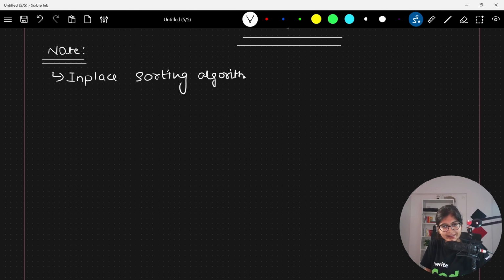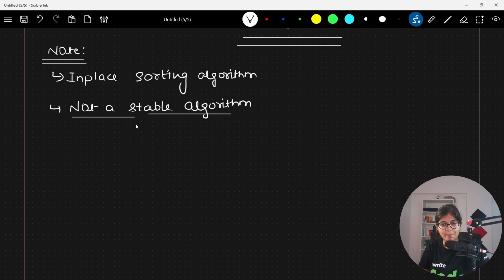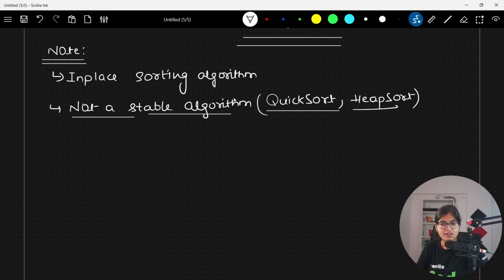The second important thing to understand is that it's not a stable algorithm. Until now, we have seen only stable algorithms, but this is not a stable algorithm. I have already talked about the meaning of the same. Apart from QuickSort, heap sort is also not a stable algorithm. Why is that so? Just try it at home. I'm giving it to you as an assignment.